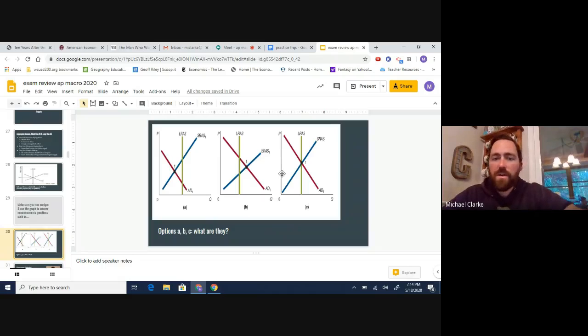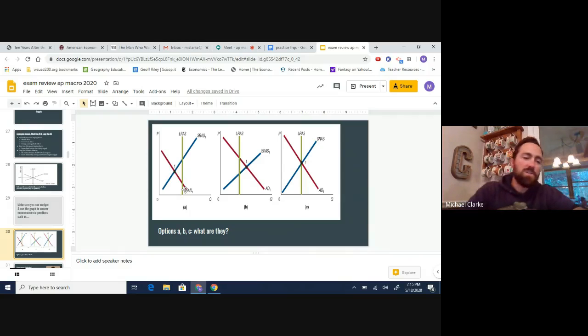You got three graphs there. They're all the same variables: long run aggregate supply, short run aggregate supply, and aggregate demand. But notice that A, B, and C there are all different in terms of where the equilibriums are. So for option A, what is option A illustrating? For graph B, what is graph B illustrating? And graph C. So graph A would be an example of a recessionary gap because your equilibrium is behind where long run aggregate supply is.